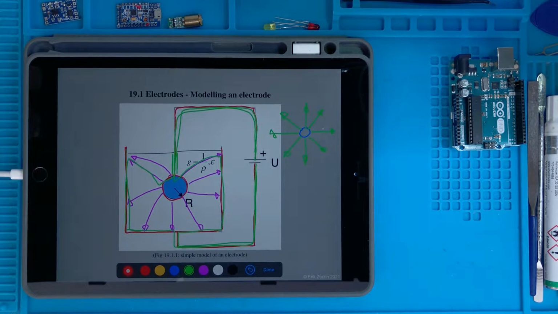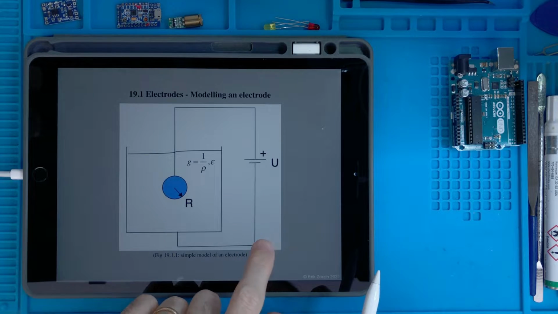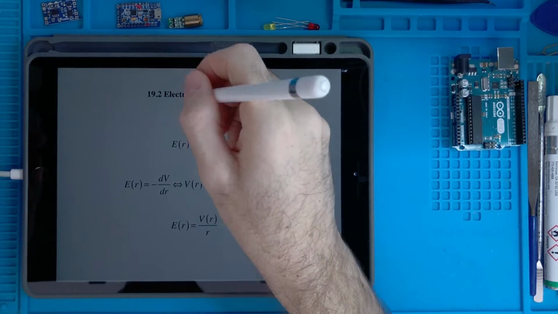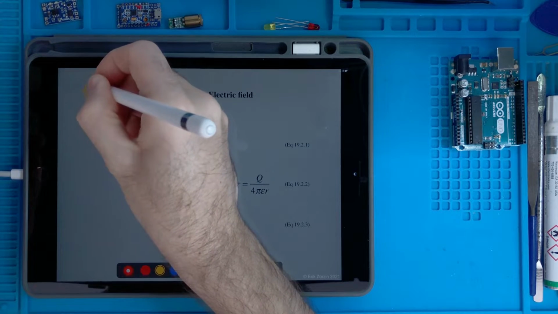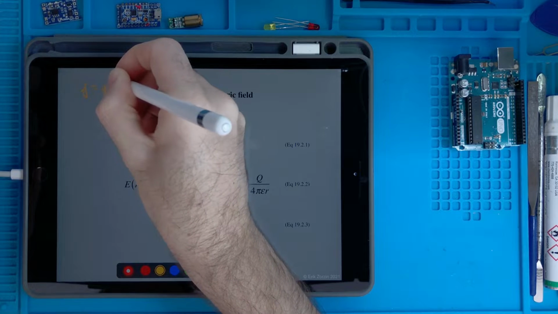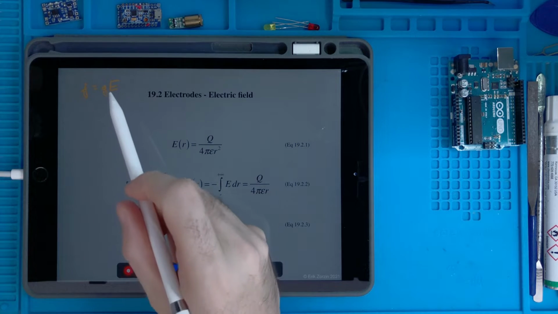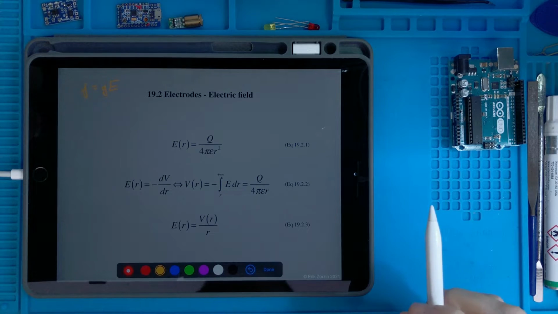Of course, this is a simplification. Okay, so let's try to write some equations. If that is the case, then we know that the current density J equals the conductivity G multiplied by the electric field. Then by knowing the electric field, we know also the current density.